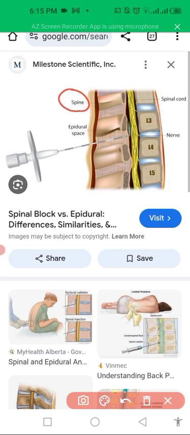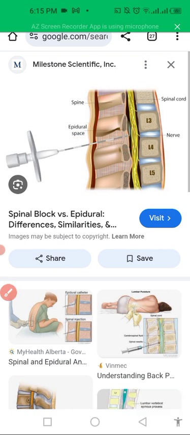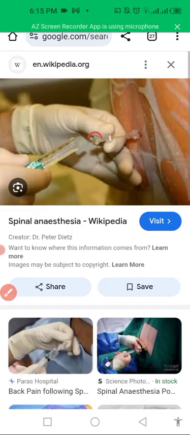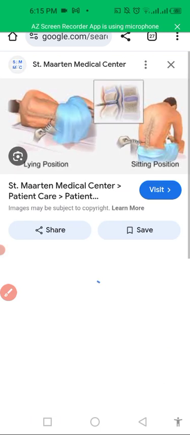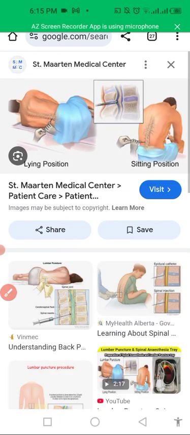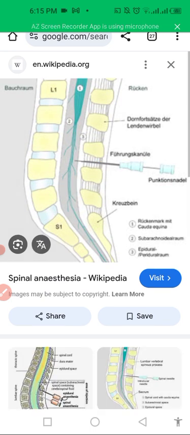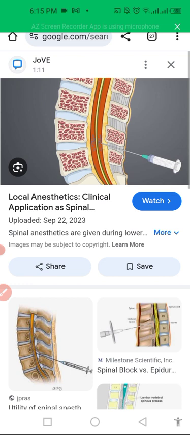So we perform spinal anesthesia and epidural anesthesia at this position to prevent puncture of the spinal cord, and then we insert a syringe for spinal anesthesia. We have to cover these layers from skin to subcutaneous tissue, then ligamentum flavum, and then deep down we insert the syringe for spinal anesthesia. Then we have to inject the anesthetic agent.